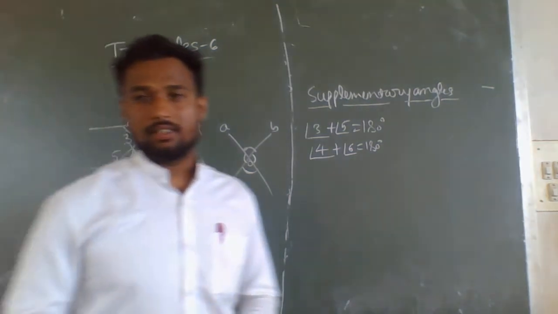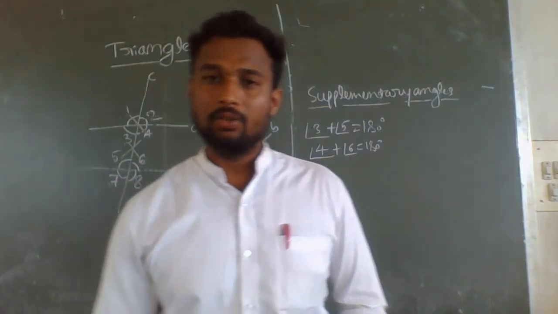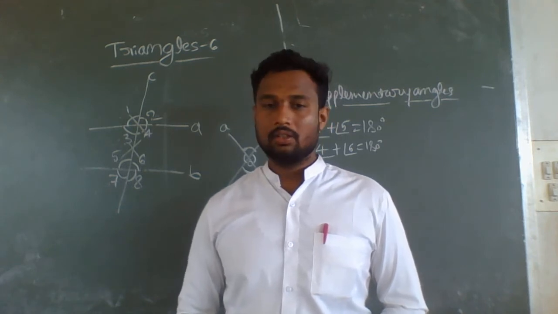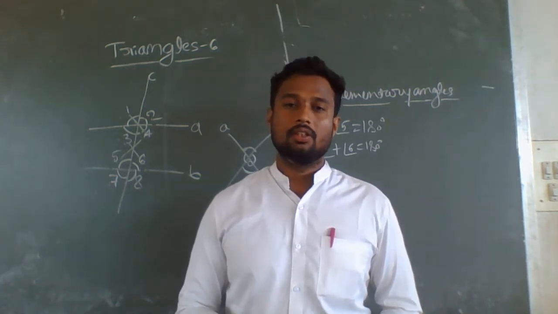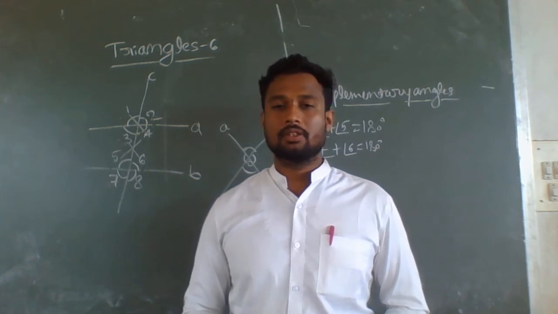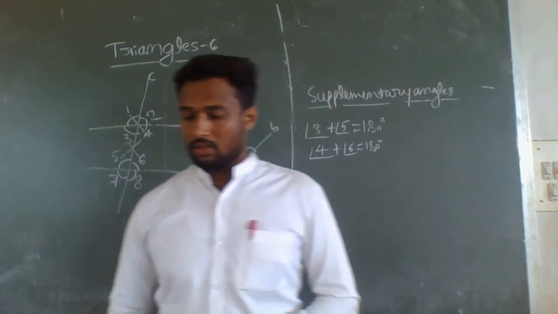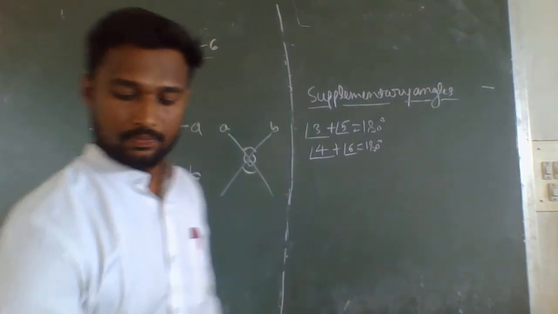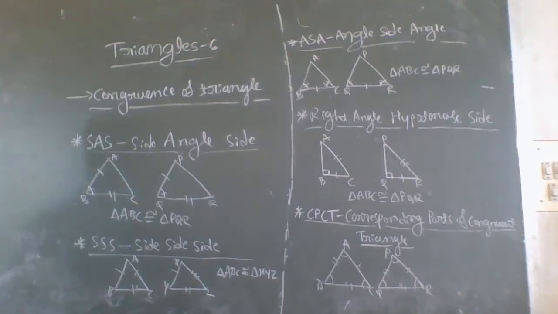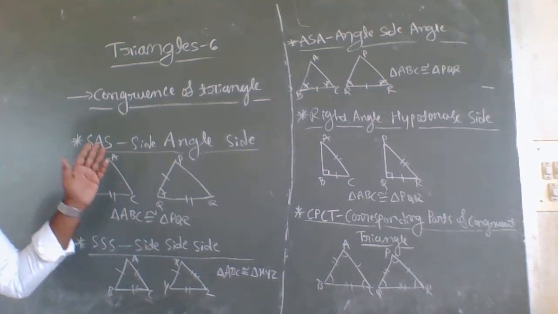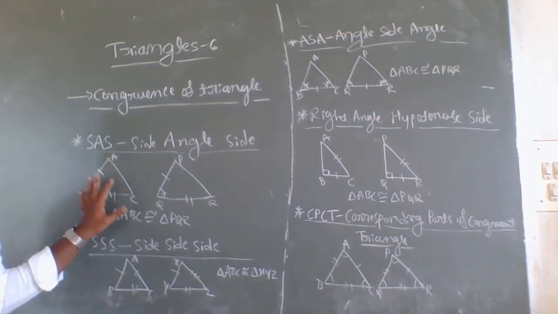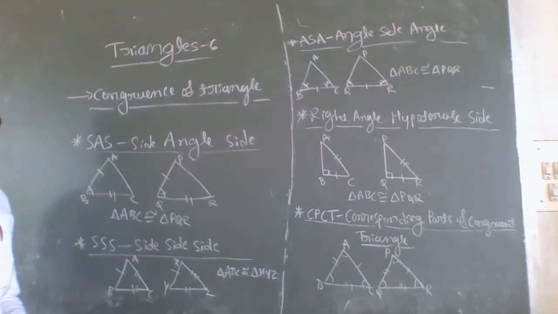So now I will discuss some more properties that are used to prove two figures as congruent. I think you already studied these properties in your previous class, the 9th standard, but again I will revise these concepts. So here, congruence of triangles means these are some of the properties used to prove two triangles as congruent.